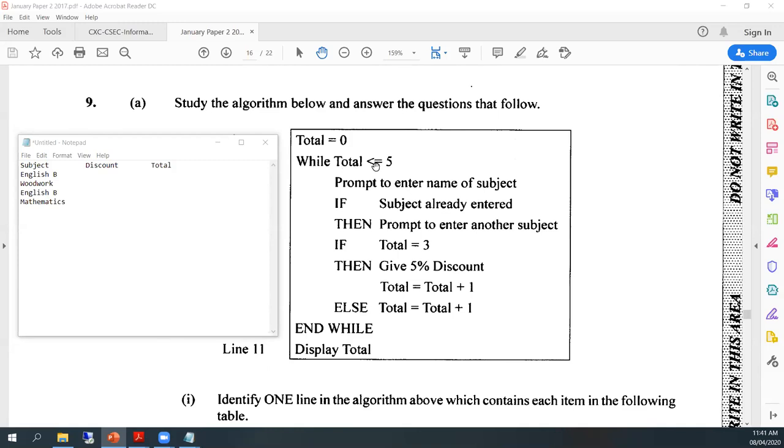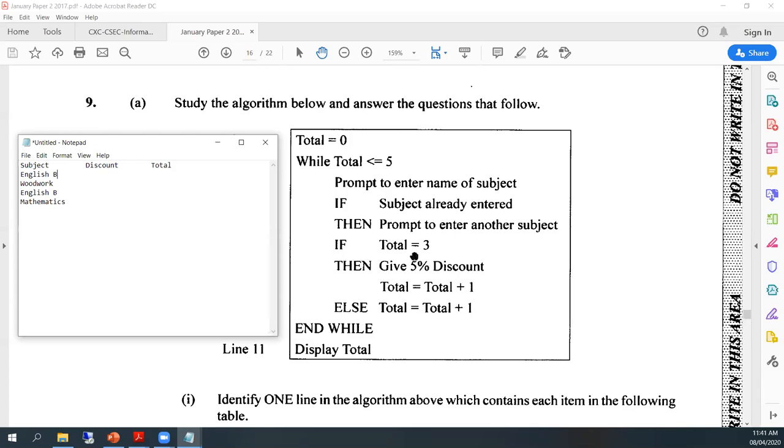While total is less than five, total is zero, so you enter the loop. Prompt to enter the subject name. So the person enters English B. If the subject is already entered, was this subject entered before? No, it's the first entry, so you're going to skip this.